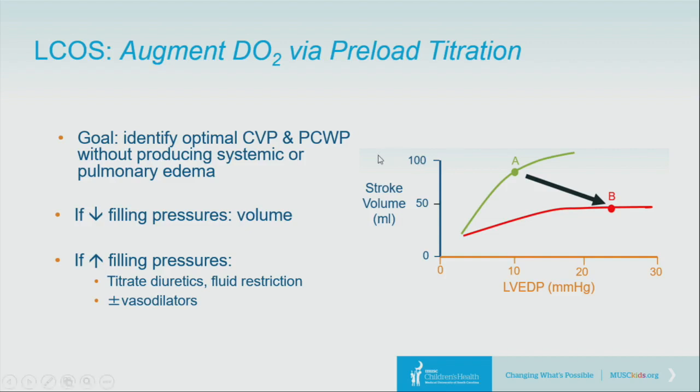Obviously, if the filling pressures are relatively low for that particular patient, giving volume may help improve your stroke volume and cardiac output. But on the converse, if your filling pressures are excessively high and you're tipped over the far end of the Frank-Starling curve, then administration of diuretics and fluid restriction would be appropriate.